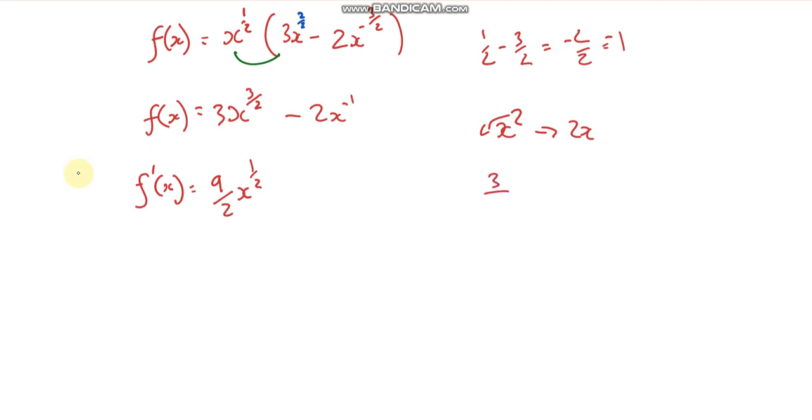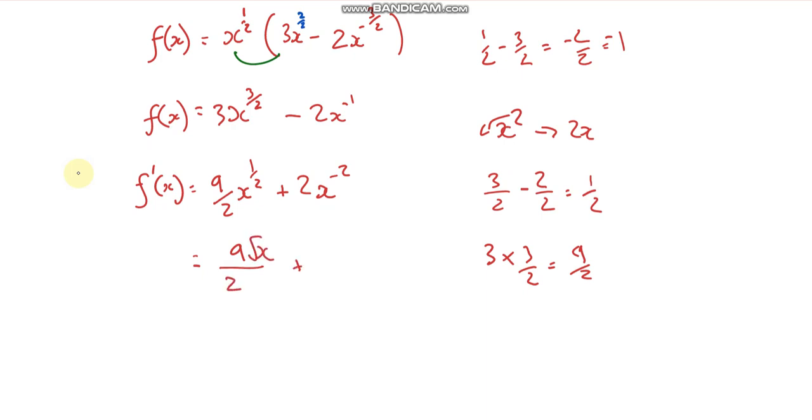If you want, do a little sum over here just to remind you. 3 times 3 over 2 is going to give me 9 over 2. Do the sums at the side if you want, that's totally fine, whatever works for you. Multiply these two together, so it becomes a positive and then negative 2x. And I'm just going to rewrite that. So that's going to be 9 over 2 root x plus 2 over x squared. Fantastic. So that's me done the differentiating.